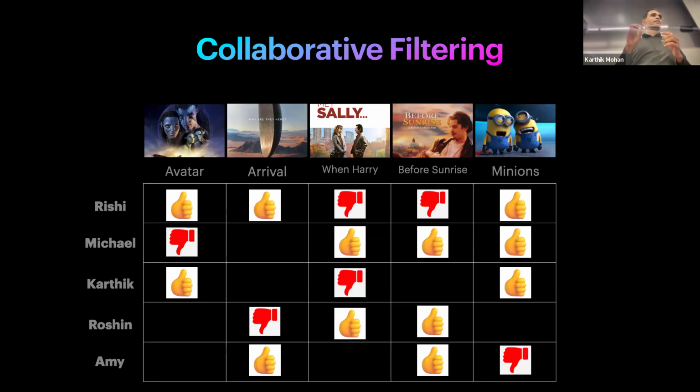And then there is a partial understanding of what you watched already and what you like or don't like, right? So it's a thumbs up if you liked it and watched it before, and it's a thumbs down if you didn't like it, right? But there are also gaps. For example, Michael doesn't like Avatar, but does Michael like Arrival, right? So there are these question marks. So the task is to predict the missing ratings, or missing likes and dislikes.